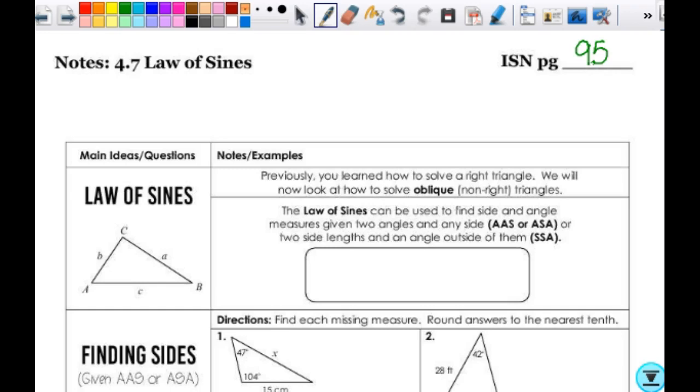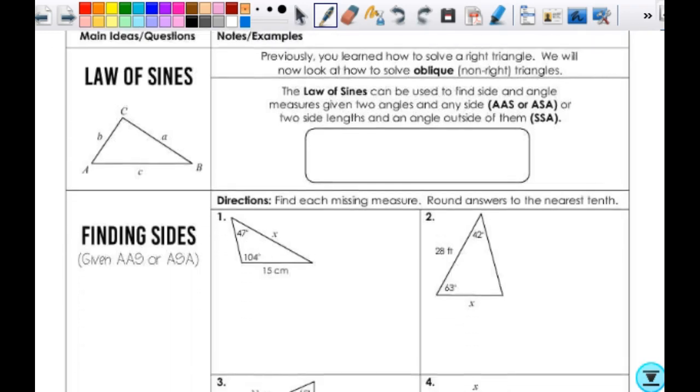For the law of sines, it says previously you learned how to solve right triangles. We will now look at how to solve oblique or non-right triangles. The law of sines can be used to find sides and angle measures given two angles and a side.